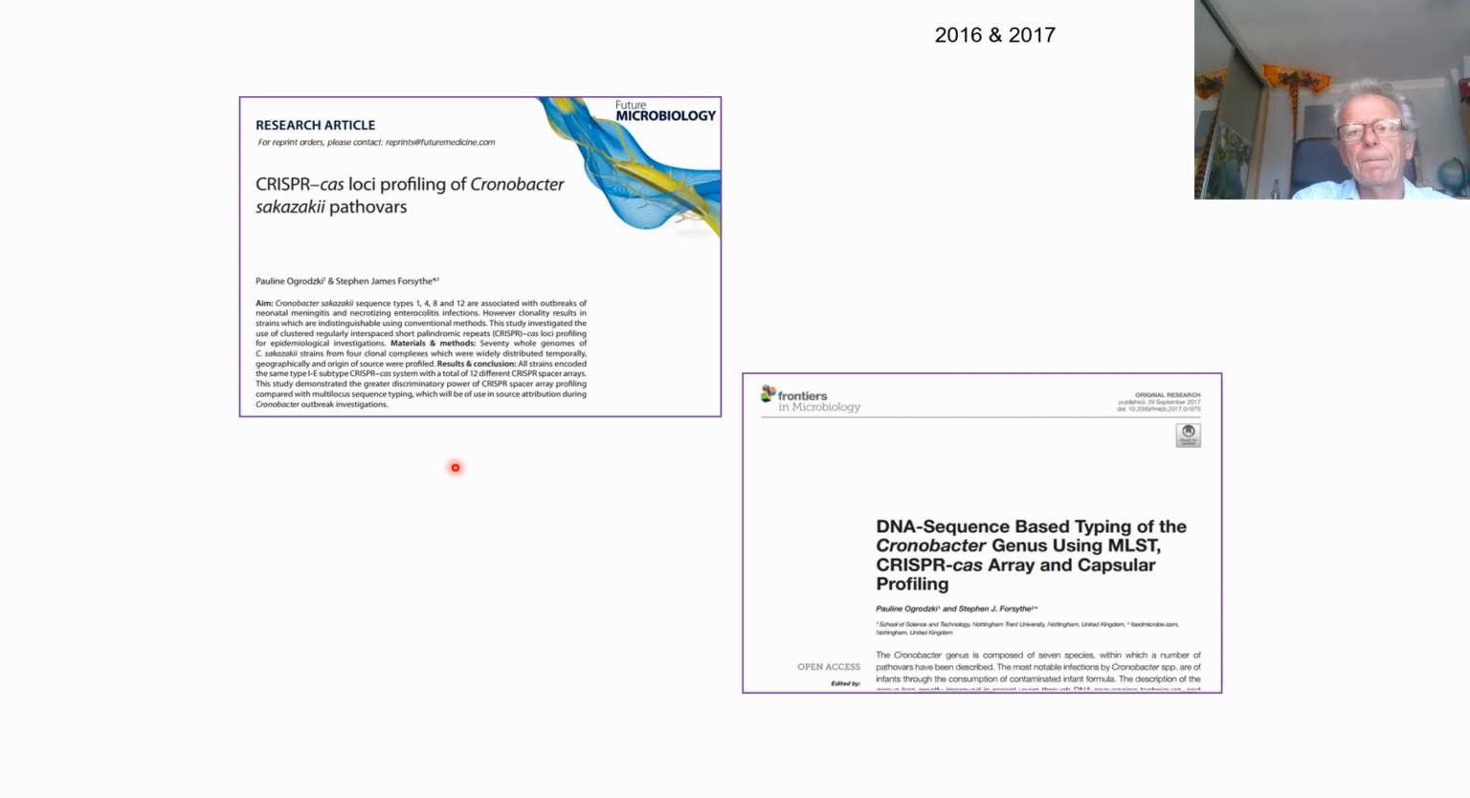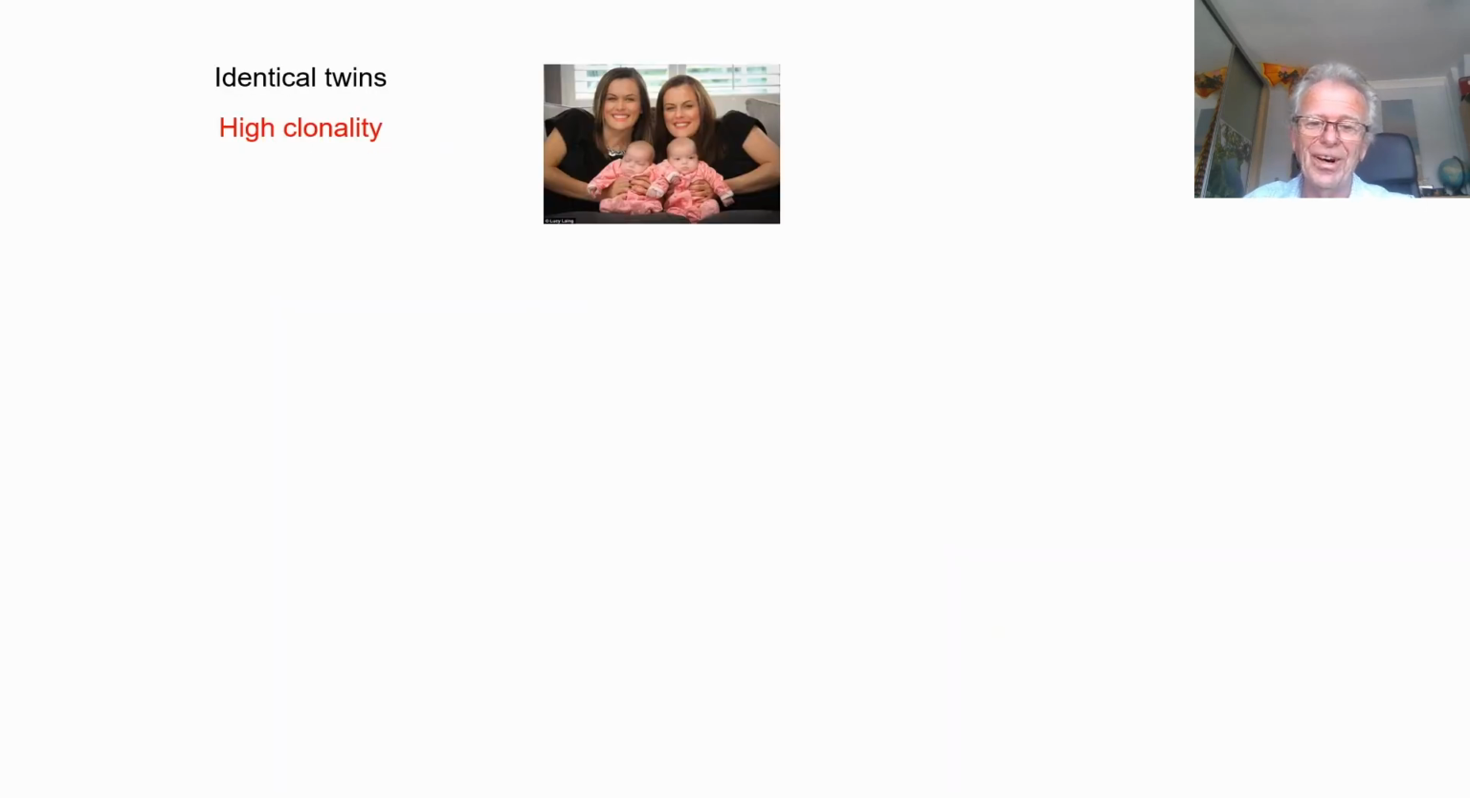So that leads us to moving away from the core and looking at things that vary. And what we moved to was looking at the CRISPR-Cas arrays. And this work was coming up to date now, 2016, 2017. Now, an easy way of just explaining what the CRISPR-Cas arrays are is to think about human differentiating identical twins.